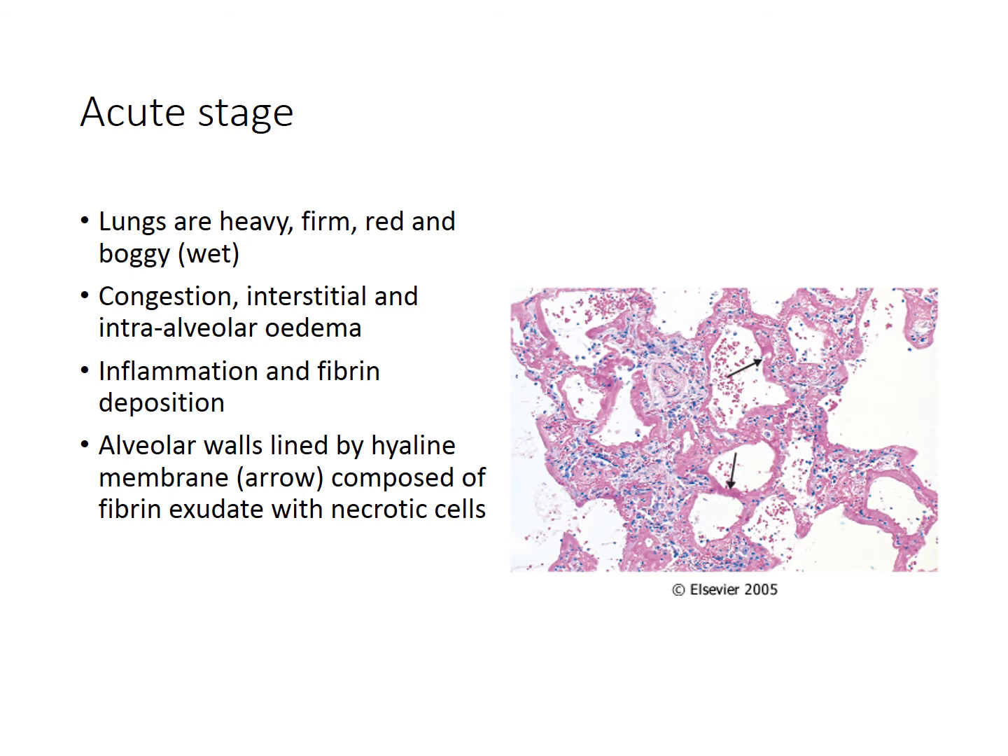In the acute stage, the lungs are heavy, firm, red, and boggy. Congestion, interstitial and intra-alveolar edema are seen, and inflammation and fibrin deposition are seen. Alveolar walls are lined by hyaline membrane, as shown by the arrow, composed of fibrin exudate with necrotic cells. Just remember, the destruction of the alveolar capillary units causes hypoxemia.